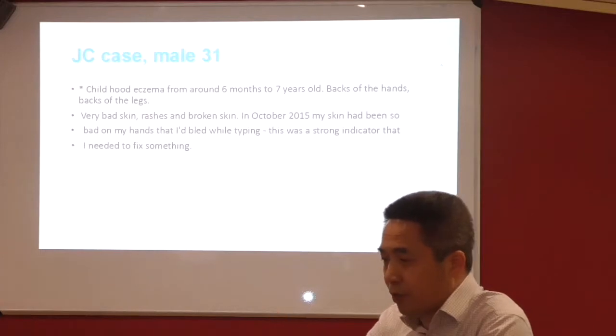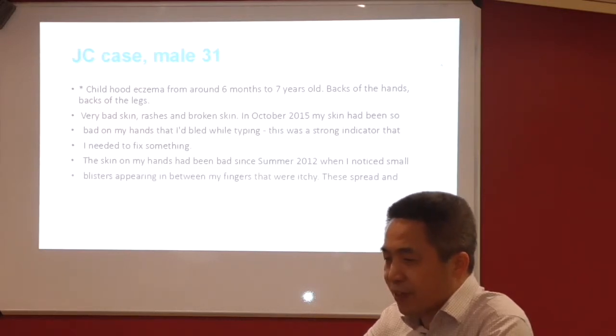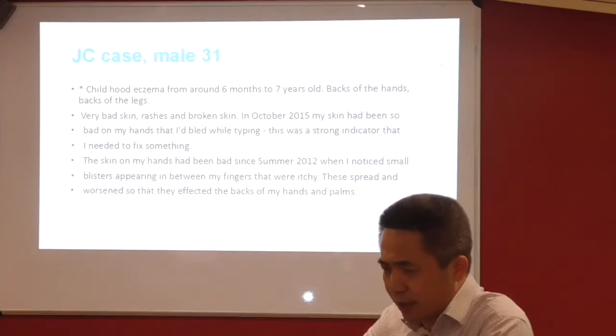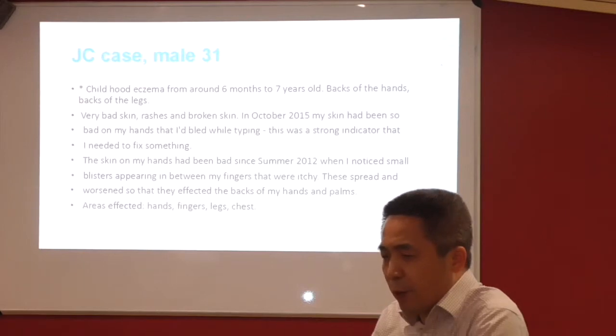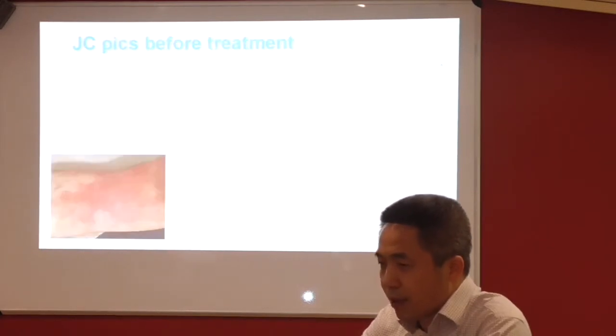In October of 2015, the skin on my hands had been bad since summer, when I noticed some small blisters appearing between my fingers that were itching. They spread and worsened so that they affected the backs of my hands and the palms. Areas affected are the hands, fingers, and the chest. Can you see the picture?